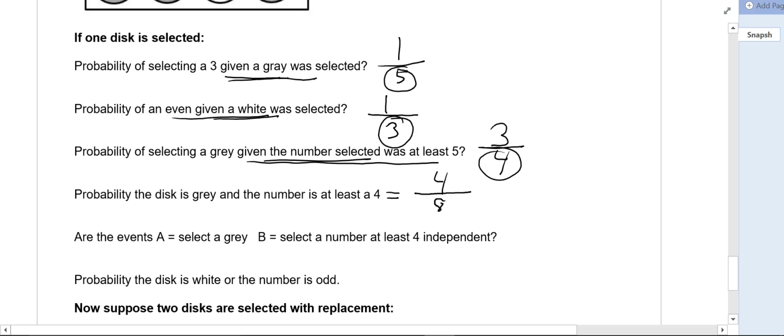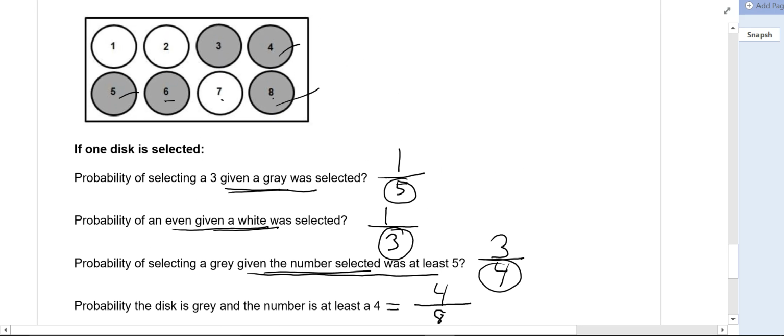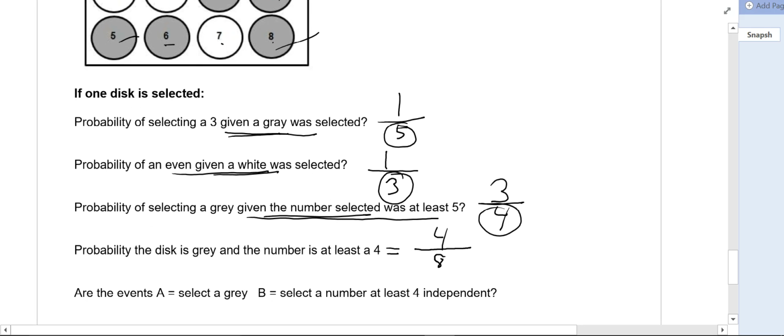Are the events A equal to select a gray and B equal to select a number at least 4 independent? So do you think if I know I selected a gray, does it affect the probability I'll get a number that's at least a 4? Well, if I know I have a gray, there are 5 ways that can happen, right?